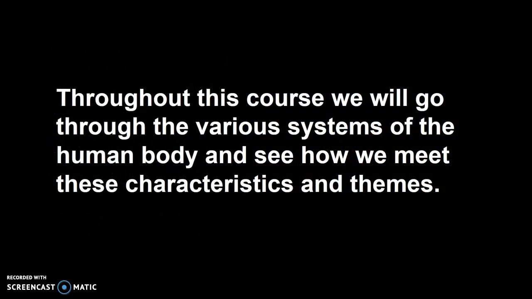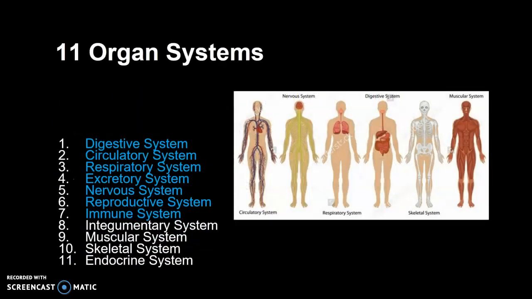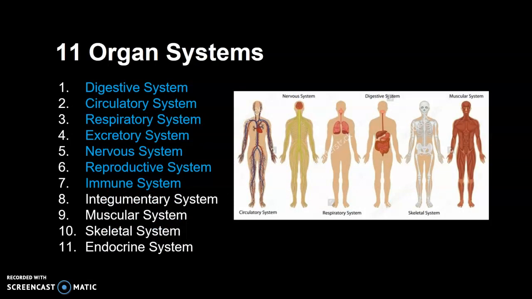We'll talk much more about these three unifying themes of life throughout the semester as we go through various systems of the human body and see how we meet both the 8 characteristics from the previous sections and the 3 themes that we've just talked about. We have 11 organ systems that you can see here. In this semester, we will be covering 7 of them that you can see highlighted in blue. These are the digestive system, the circulatory system, the respiratory system, the excretory system, the nervous system, the reproductive system, and the immune system.